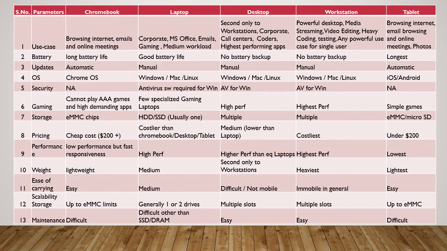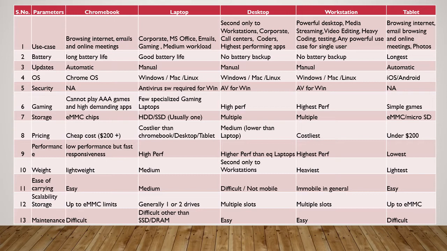Now the 11th point, which is the ease of carrying. As I told you, Chromebooks are lightweight, so they are easy to carry anywhere. Laptops are medium; we can carry them around according to the model, and the latest ones are very slim. Desktops are very difficult to carry around anywhere, and they are not mobile. Workstations are also immobile in general; we don't try to carry them anywhere. And tablets are very easy to carry as they have the lightest weight of all kinds of computing devices.